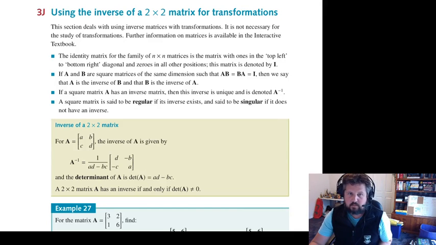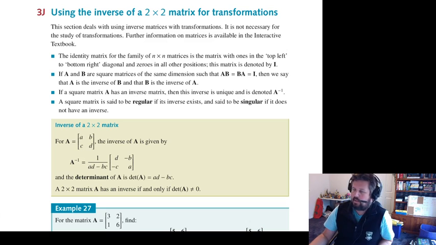We're looking at exercise 3J today, looking at using the inverse of a 2x2 matrix for transformations. So again, there's a few things that you need to be aware of about matrices, and again, not sure whether these were covered last year, but we'll need to have a chat about them.